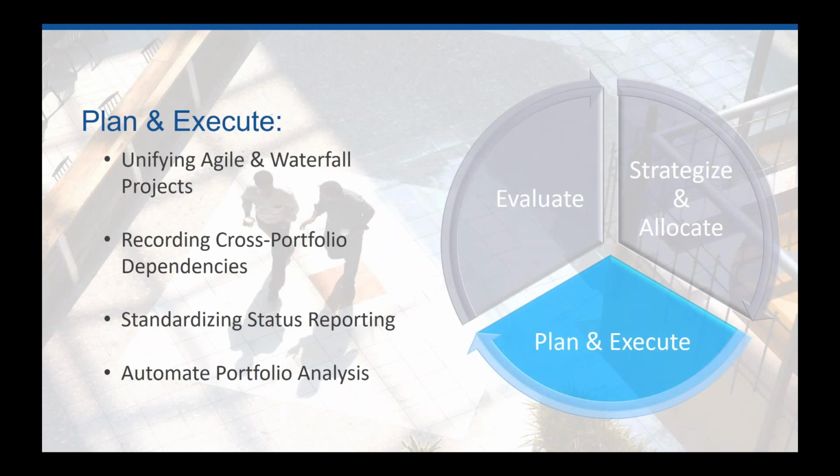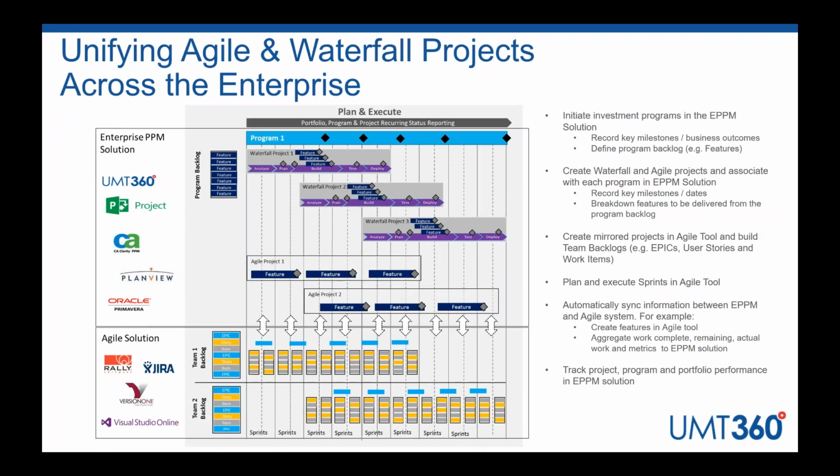So, as we jump in here, this is the meat of the presentation. Here we're focusing on the plan and execute, looking at one key program and breaking that down into the different types of projects, both Waterfall and Agile. What's key here is bringing together both the enterprise PPM solution and the Agile solution. So all projects at a certain level need to be consolidated within the enterprise PPM solution. At a program level, we're going to identify the key milestone business outcomes that we discussed, and can even maintain a program backlog of the key features that relate to those outcomes.